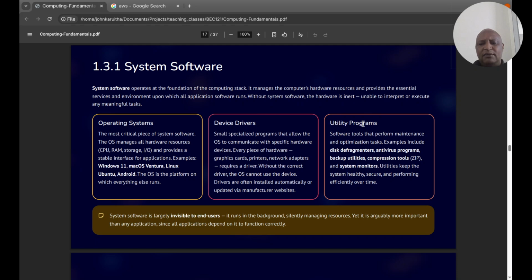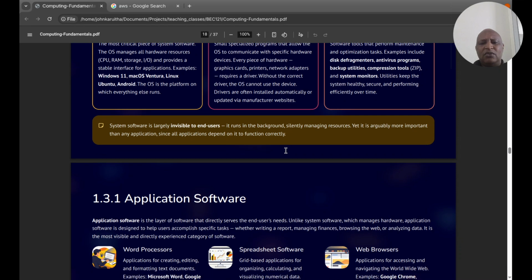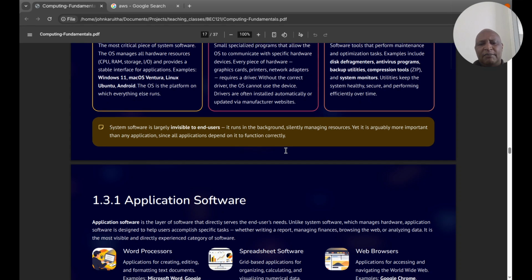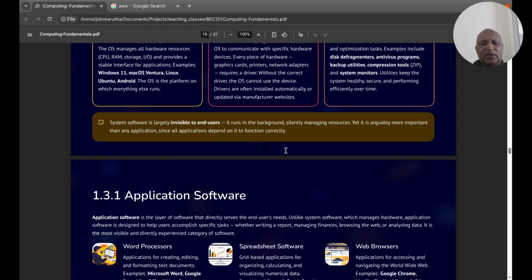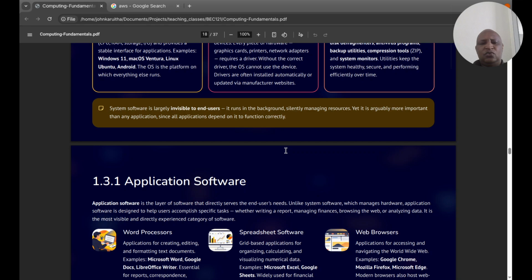Finally, we have utility programs that do maintenance and optimization. For example, disk defragmenters, antivirus, backup utilities, compressors, system monitors, and so on. So the system software is largely invisible to you. It runs in the background. It is the one that manages resources. It manages the hardware and it manages the applications so that you have a smooth experience. So examples include Windows, like I said, Mac OS, Linux, and so on and so on.